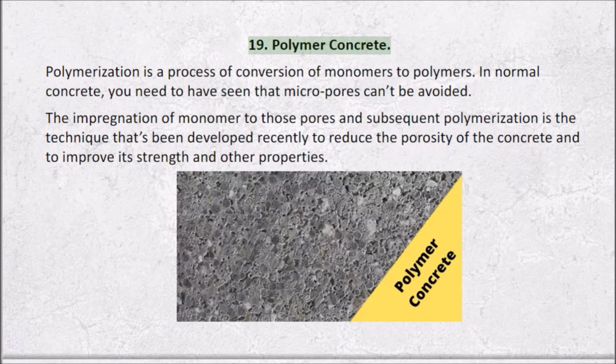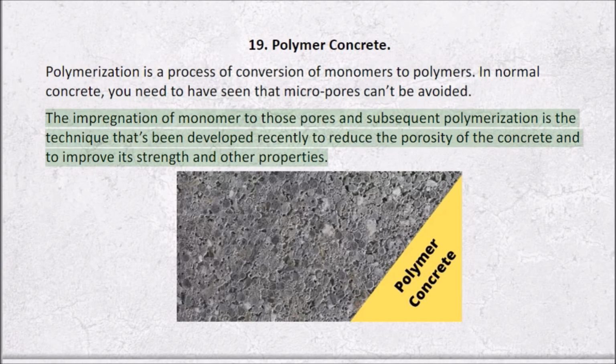19. Polymer concrete. Polymerization is a process of conversion of monomers to polymers. In normal concrete, micropores can't be avoided. The impregnation of monomer into those pores and subsequent polymerization is a technique that has been developed recently to reduce the porosity of the concrete and to improve its strength and other properties.